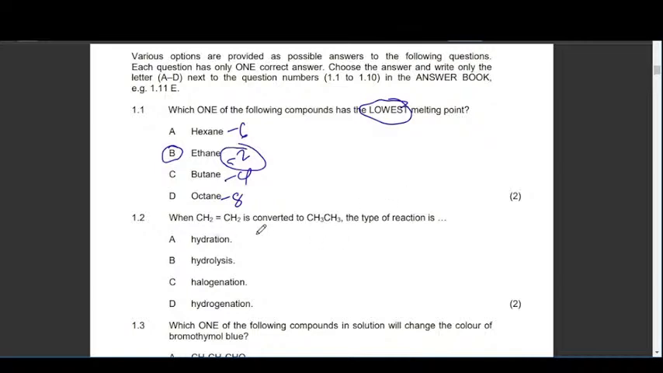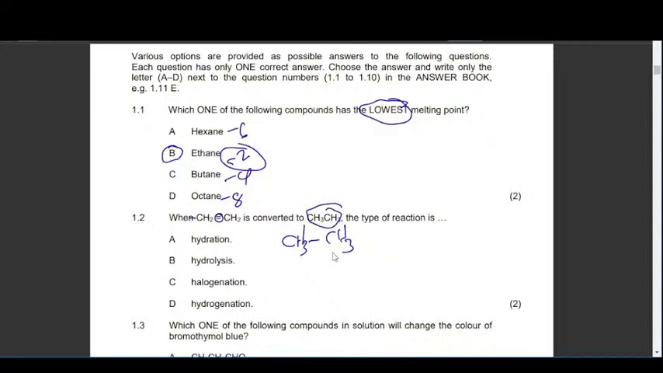So they're saying that when ethene is converted into ethane, the type of reaction is, so in this case, if you look at this double bond, when this double bond breaks one of it, it's going to create CH3, as they have shown it here.